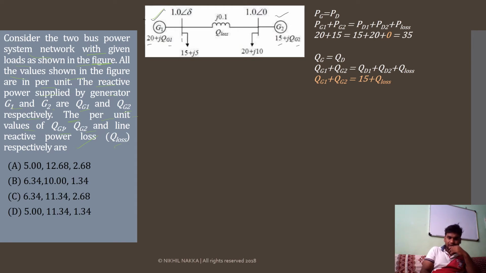Say this is bus number 1. Say this is bus number 2. To the same bus, load is also connected. And these two generating stations are joined by a transmission link having some impedance or reactance of j0.1. So the reactance is nothing but an inductor as shown here. Definitely it will consume some reactive power. Therefore some reactive power loss will also take place.